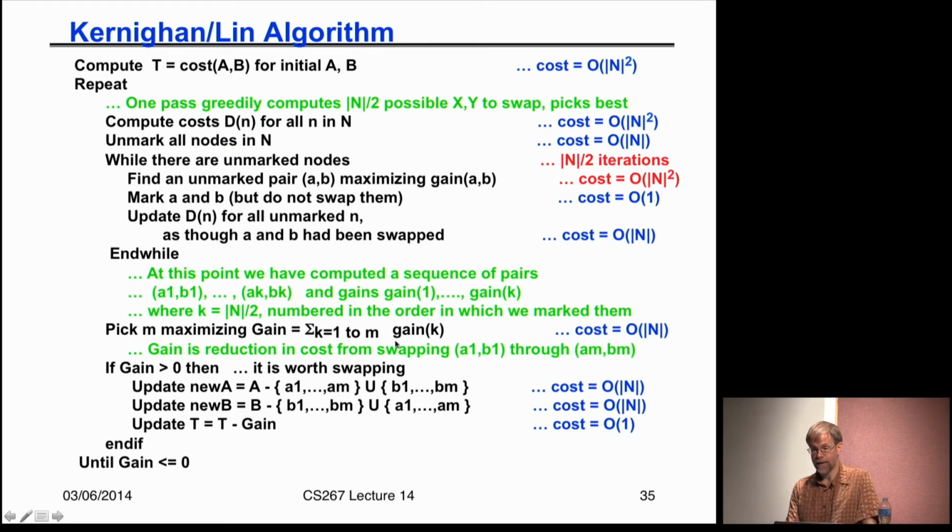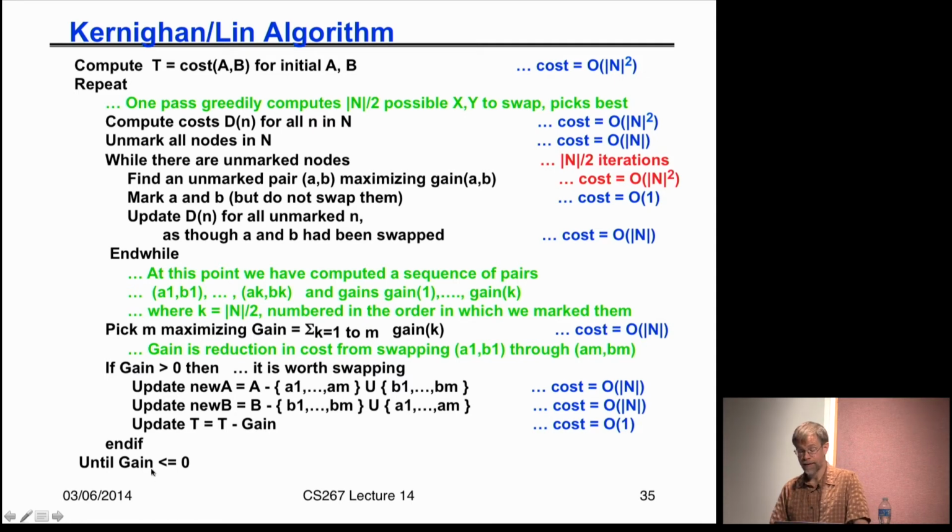And why is that a good idea? Because it may be that the gain is negative. It looks bad to swap at the beginning, but that lets you make much more progress later, right? So it gets you out of local optima, which may not be very good, and gets you to a better one later. And so if the gain is positive of swapping any possible number, then it's worth doing, and you swap them. And then you repeat this loop until you can't make any more progress.